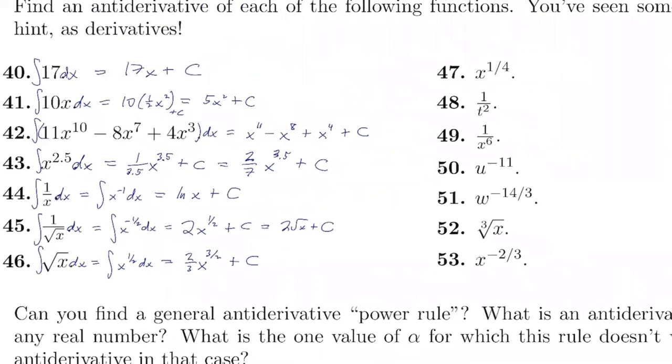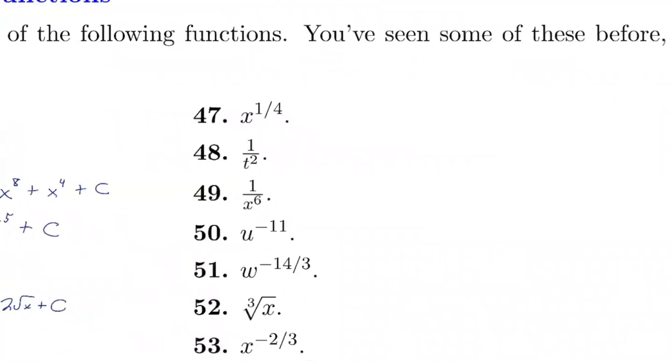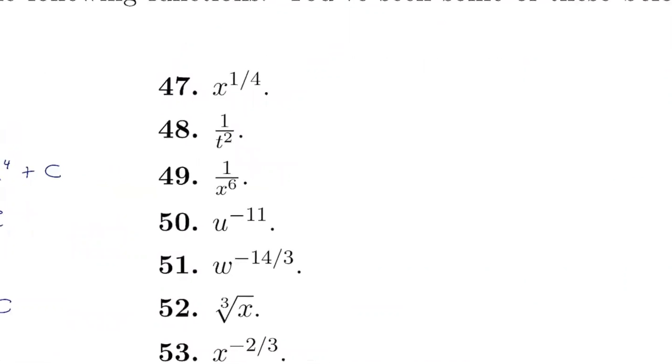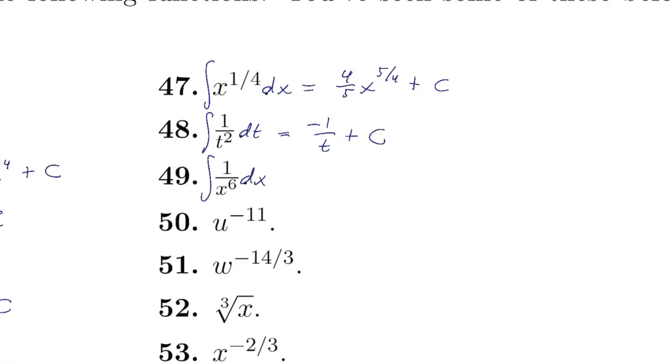Okay. Keep on trucking. Let's just keep going through a bunch of these. Do we need to do all of these? Actually, you're probably starting to see the pattern now. So, maybe I'll just write these out. So this one I think is going to be 4/5 x to the 5/4. This one is going to be -1 over t. T to the -2, you add 1, you get t to the -1, but you can check that this works, right? Again, not natural log of t squared.